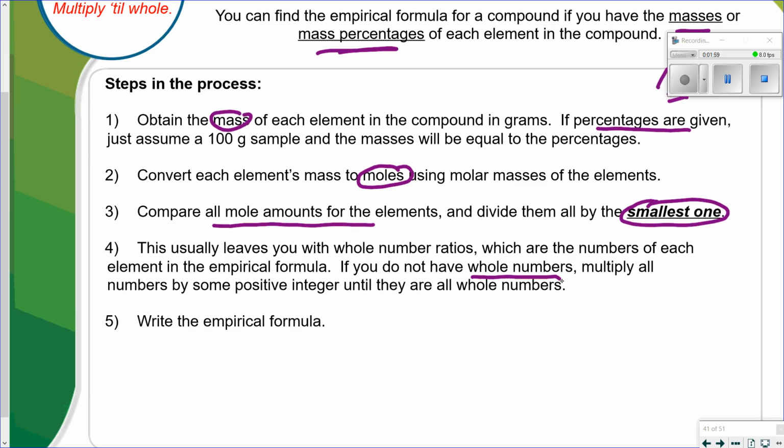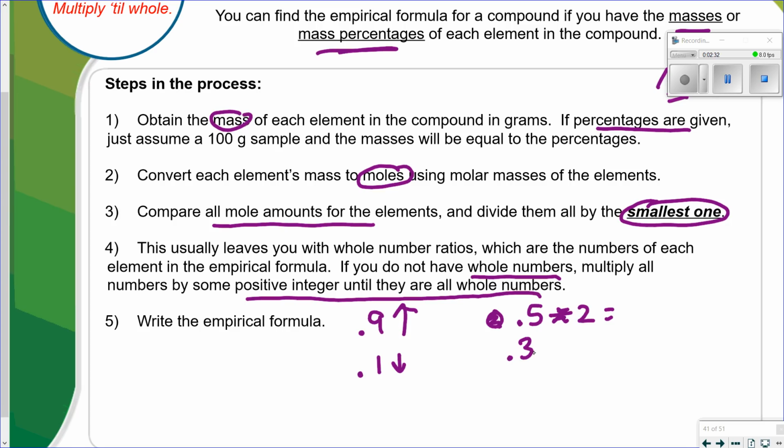But if you don't get a whole number, then you're going to have to multiply the numbers by some positive integer until they are all whole numbers. So for example, if you divide by your smallest and you end up with something that ends with 0.9, it's okay to round that up to the nearest whole number. If it ends in 0.1, you can round that down. However, if it ends up being 0.5, you can't round that up and you can't round that down. So what you would do is multiply that by 2.